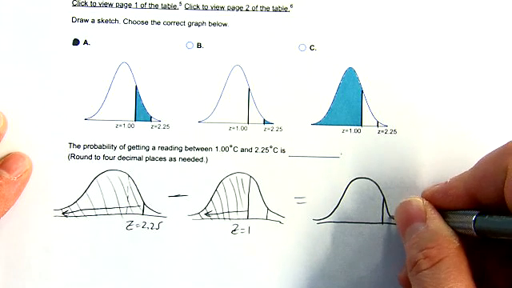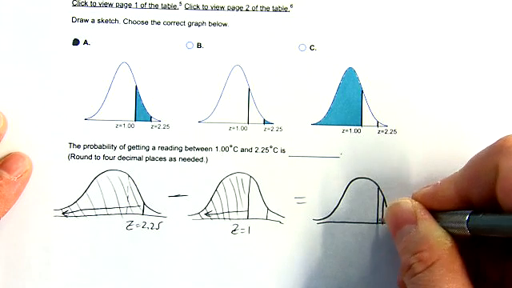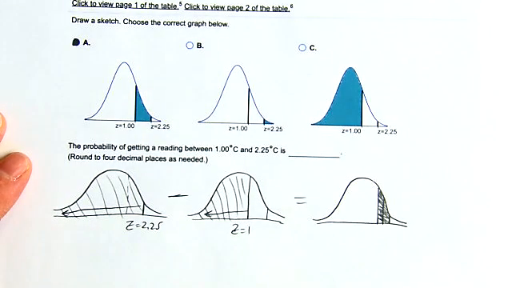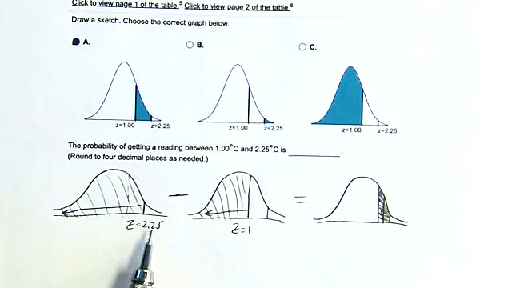Oh, I didn't quite do this one right. Like this will give us this area here. Okay, so we go to the chart. I'm going to look for 2.25. It's positive again.